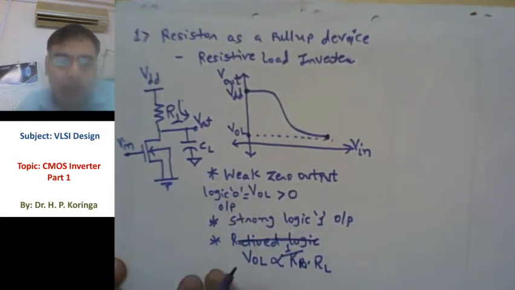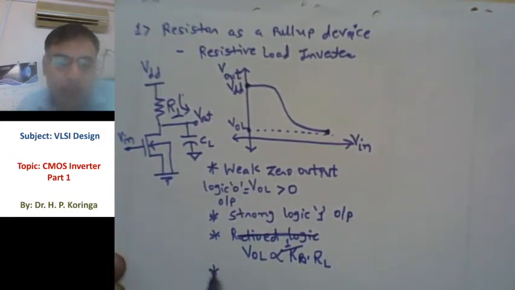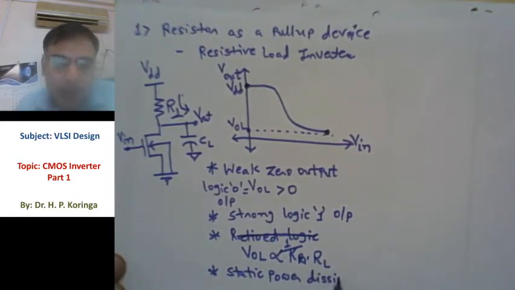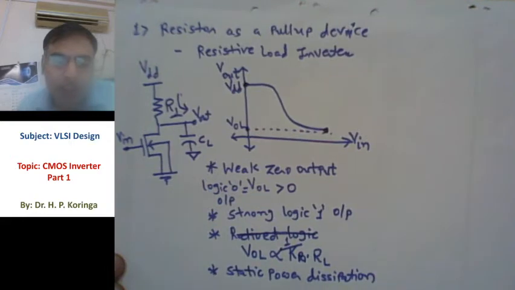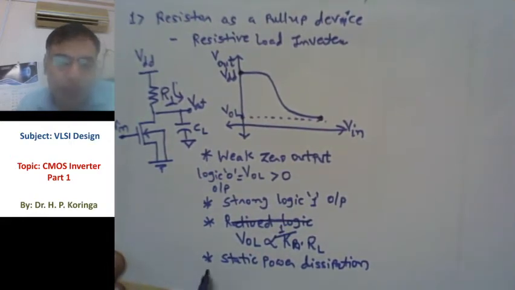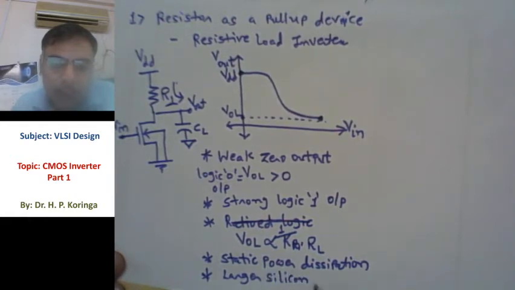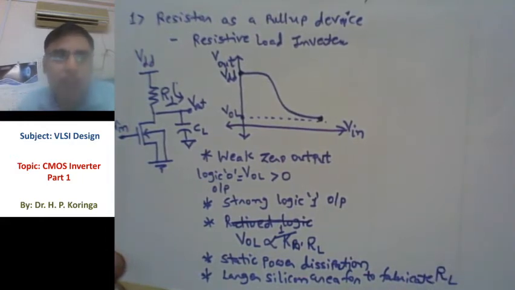The fourth point about the resistive load inverter is that it has static power dissipation. The fifth point is that it requires a larger silicon area to fabricate the RL, the load resistance passive device.